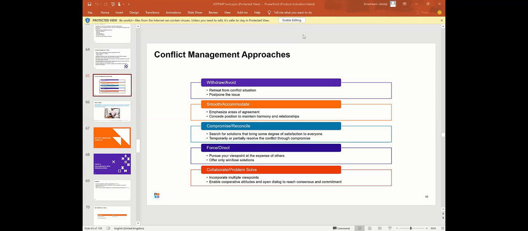Collaborate / problem solve. Incorporate multiple viewpoints, enable cooperative attitudes and open dialogue to reach consensus and commitment. So in this scenario, there is a problem that we want to solve, and there are so many ideas on the table, and then you can pick the good point of view from everybody's idea or from a couple of people's ideas so as to harmonize.